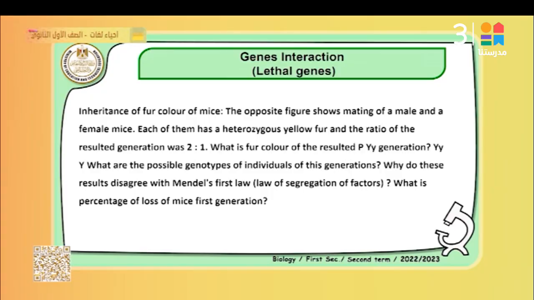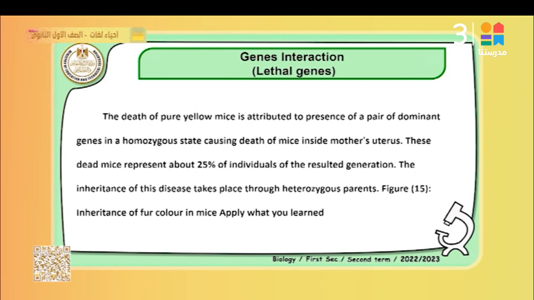So what is the difference between the first generation and second generations in the lethal genes? A comparison with Mendel's characteristic first law, it's called the law of segregation. That's right. What is the percentage of lost mice in the first generations? Follow me. The death of pure yellow mice is attributed to both of the 2 dominant genes working together, finally leading to disruptions of vital processes and leading to death. Okay? The homozygous state causes death of the mice inside the mother's uterus. This dead mice represent about 25% of individuals of the resulting generations.